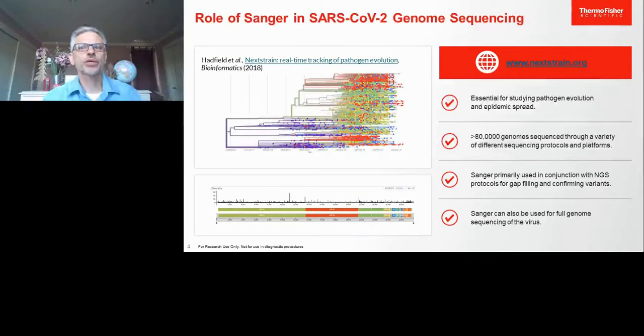So for many of the NGS protocols, Sanger sequencing plays a role to help gap fill NGS sequences and to confirm identified variants. In fact, some of the very early sequencing data from groups in China used Sanger sequencing to gap fill the original NGS data. But in addition to that, there are 2 published protocols for complete genome sequencing of the SARS-CoV-2 virus. One from the CDC in the US and another from the CDC in China.